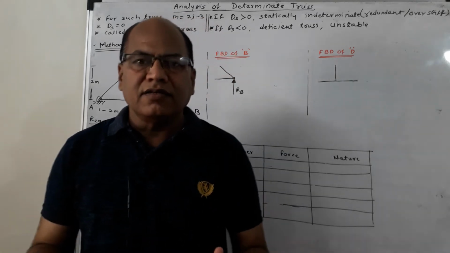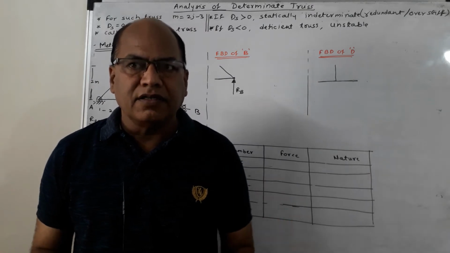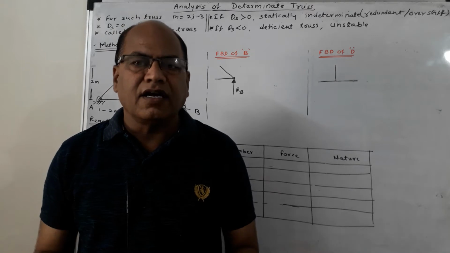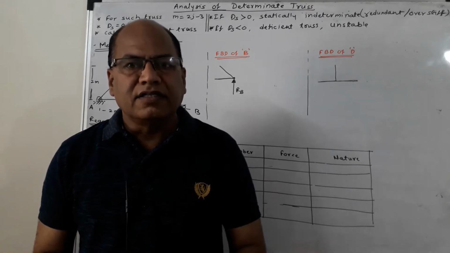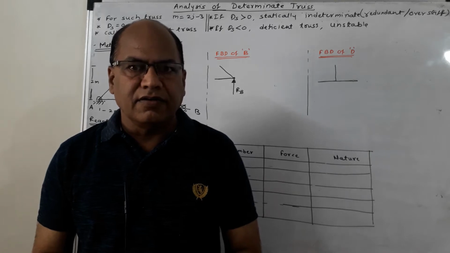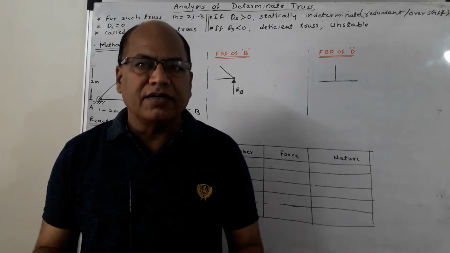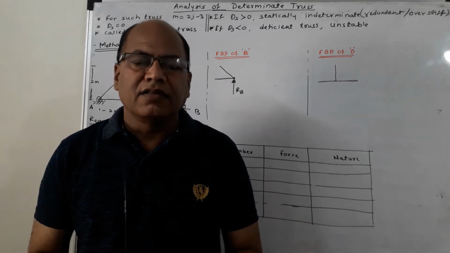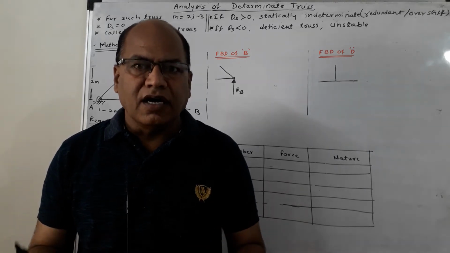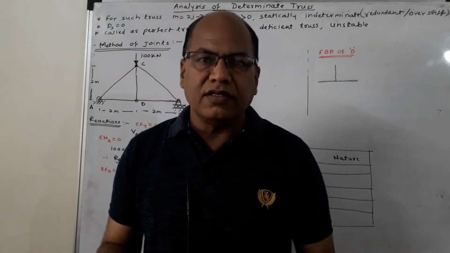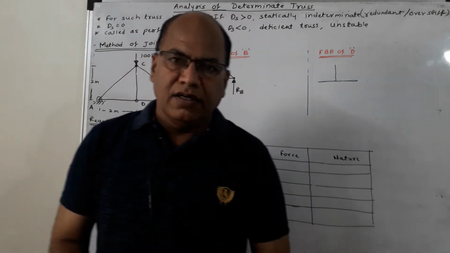There are certain assumptions which are made in case of these trusses, that is determinate trusses. The assumptions are like this. First, the self weight of all the members is considered negligible. Second, all the members of a truss have a uniform cross sectional area. Third, all the forces are applied at the joints only, and all the joints are pin joints.